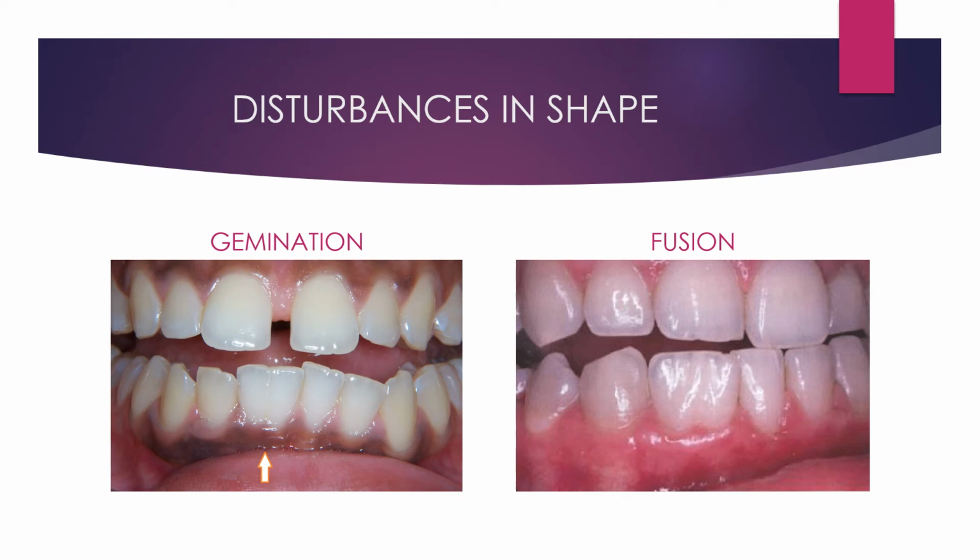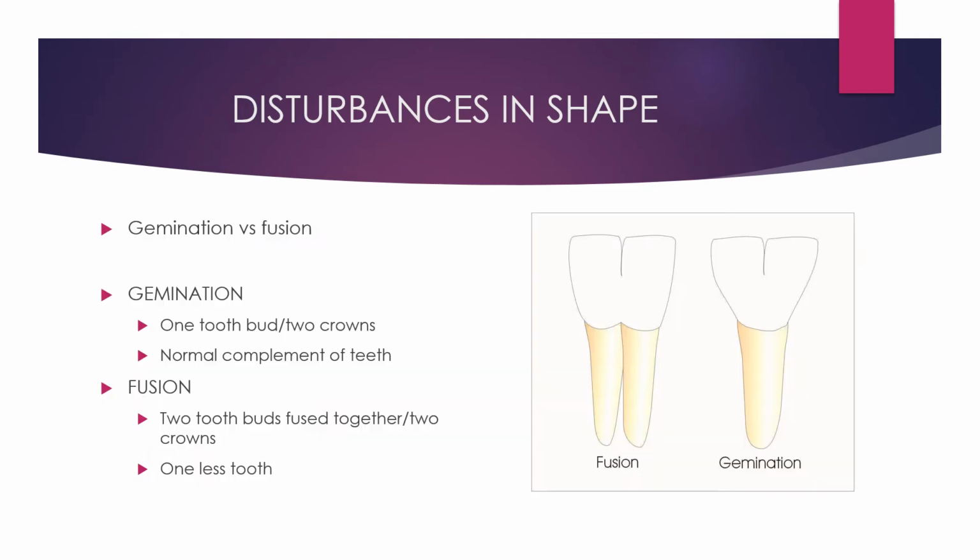Gemination and fusion sometimes are confusing for students. On the left-hand side, you see gemination. On the right-hand side, you see fusion. So gemination versus fusion. Well, gemination is one tooth bud with two crowns.